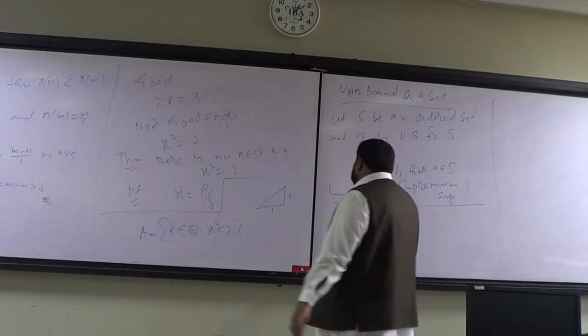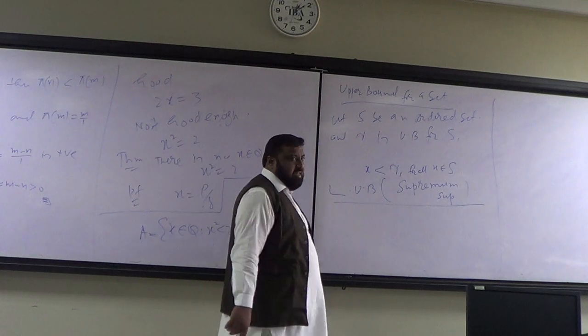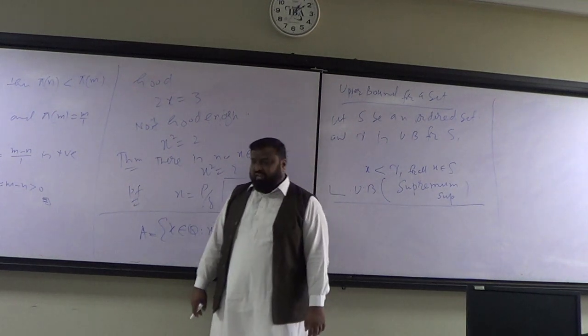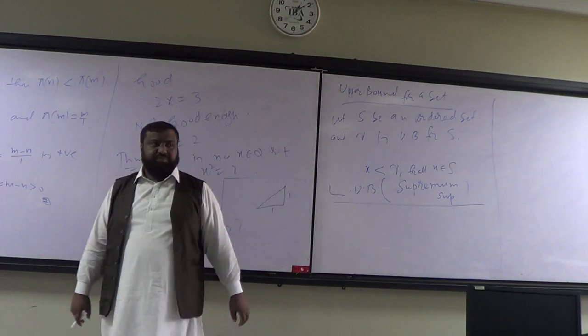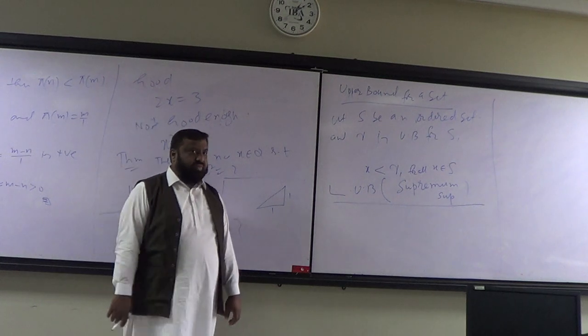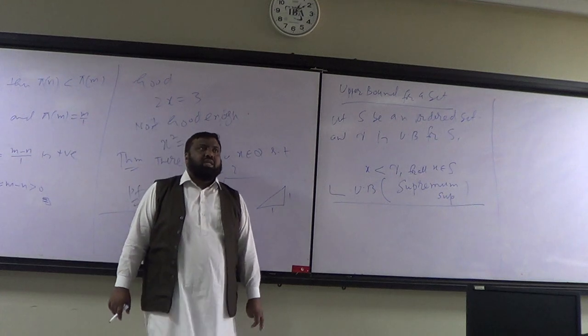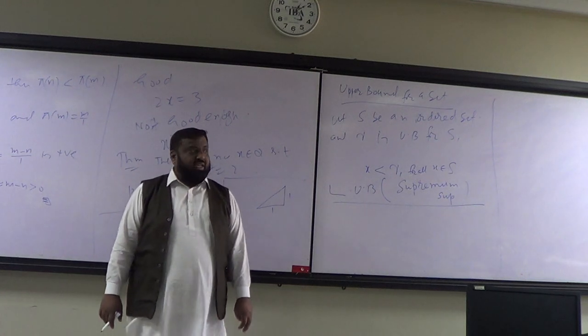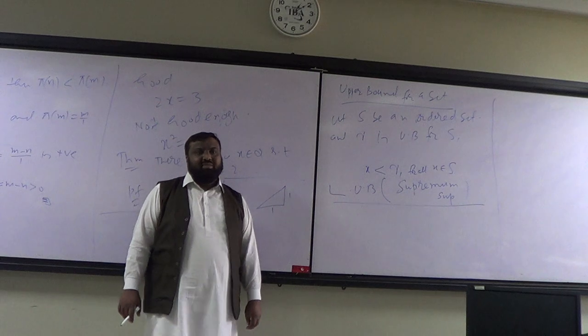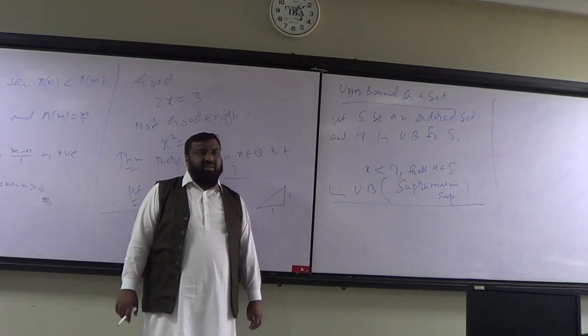So what should be the definition? What do you think then, what should be the definition of LUB? Let's say, strictly greater and nearest. Strictly greater and nearest. Okay? Nearest to what? Last number of that. Last in.